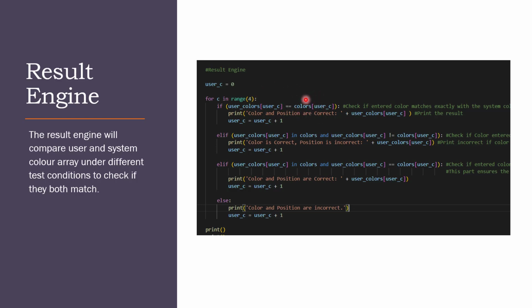along with its position. So it will simply print color and positions are correct, and the same is happening over here. It will check if the user entered color is present in the system colors array, and the user color position is not equal to the system color position. What this means is that if the user entered a color that is selected by the system but it's not in the same position, it will print color is correct, position is incorrect.